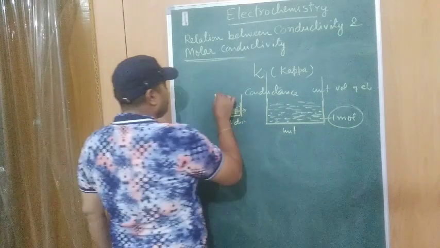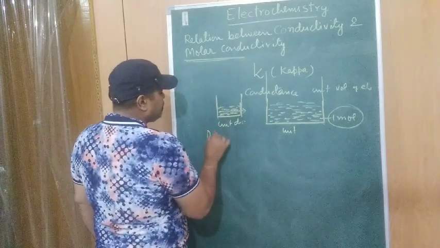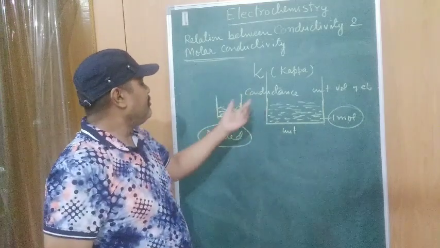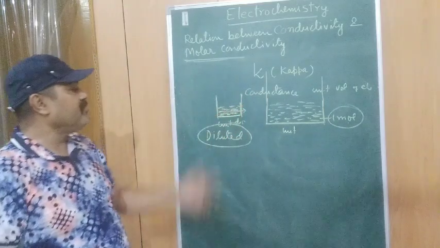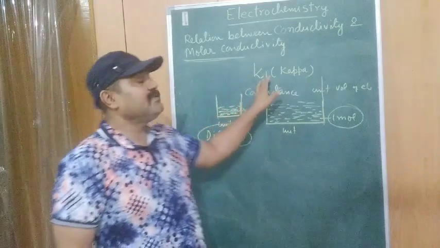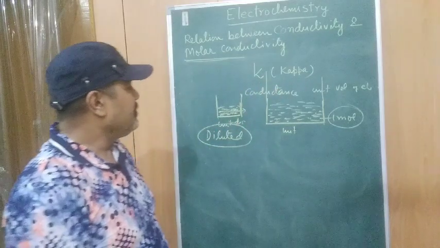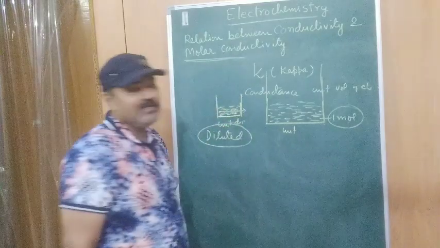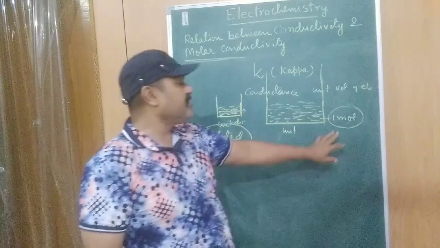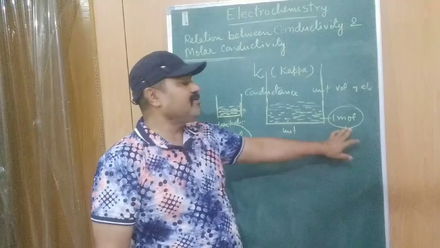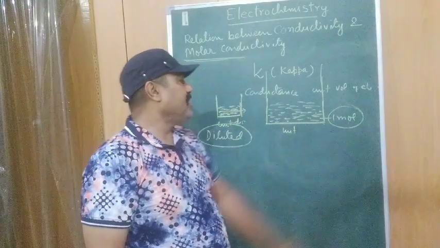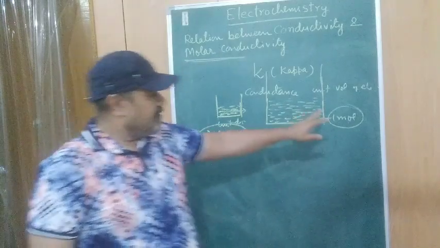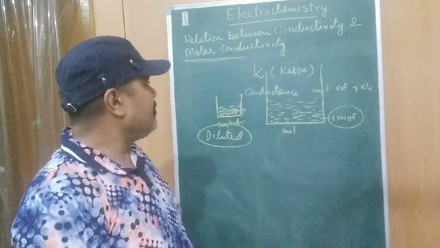That's why when the solution is diluted, in case of dilution, always the number of ions present per unit volume decreases. That's why the value of the conductivity decreases. But it is not so for the molar conductivity, because molar conductivity is not related with the volume. It is related with 1 mole of the electrolyte. The volume may be less or more, but the amount of the electrolyte must be 1 mole.